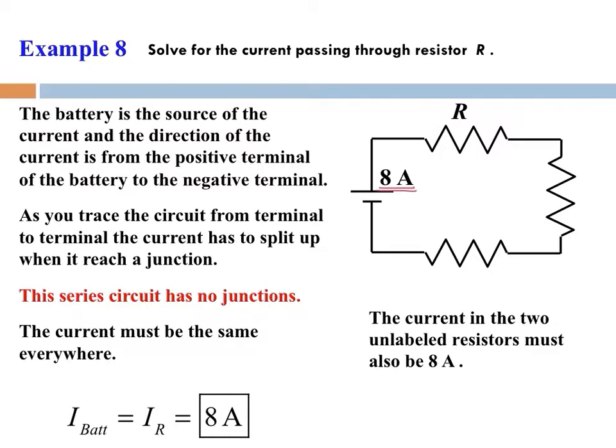The current here is 8 amps. Now again, these are charge per unit of time. Since there are no junctions, there are no multiple paths in this circuit, the current across at each point has to be equal to 8 amps.